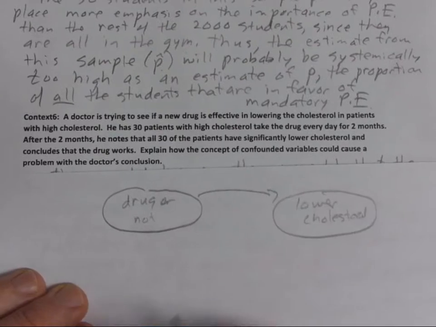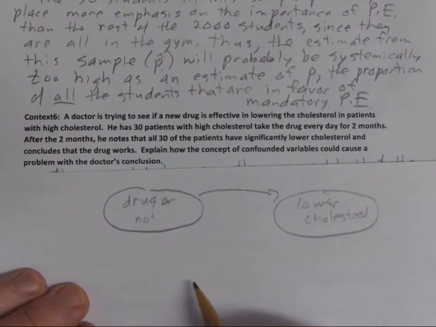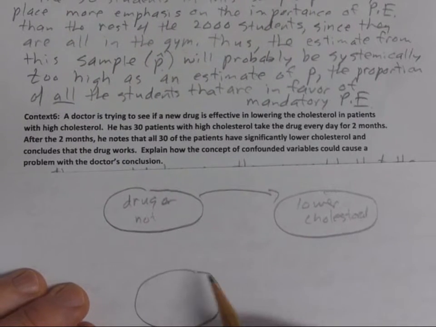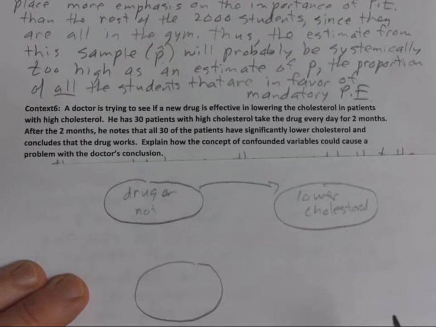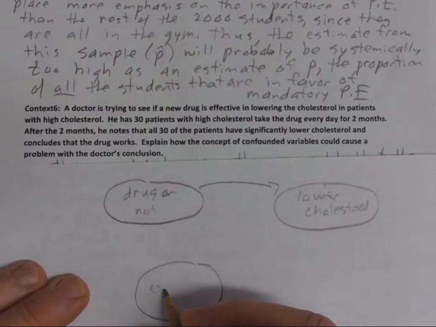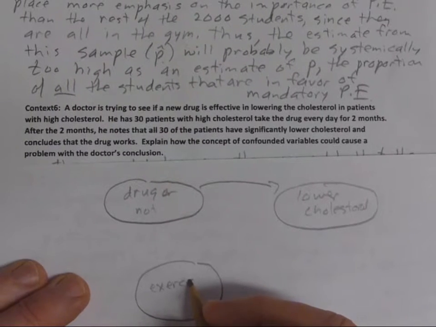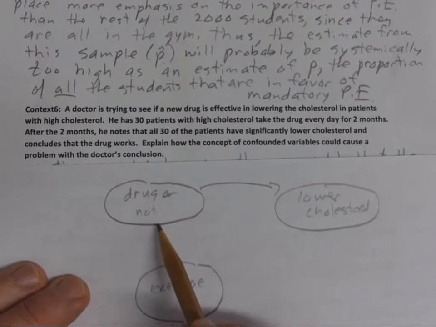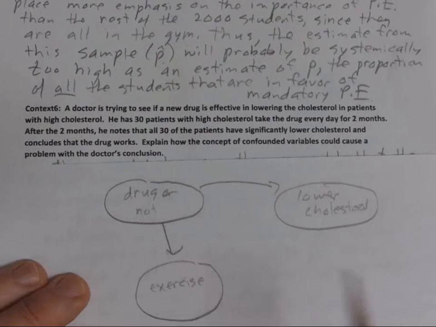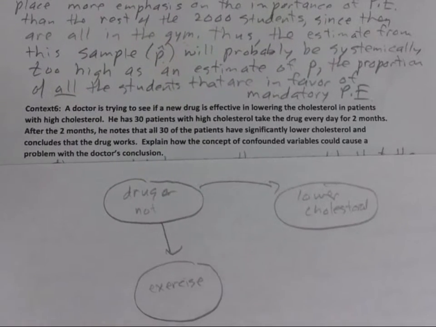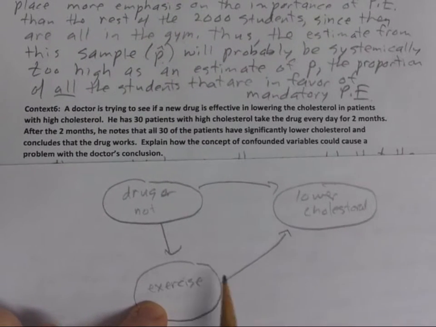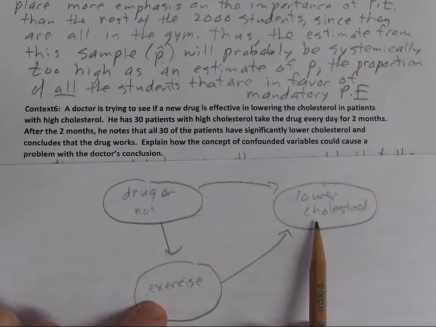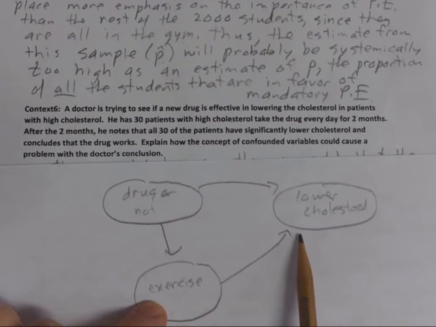But the problem in the world of stats is there could be another variable down here, another variable that's messing with the situation. For instance, maybe they started exercising more during the time that they took the drug. Maybe they wanted to impress their doctor or the nurses there or something like that. Maybe it was the exercise that actually caused the lowering in cholesterol. So though it appeared to be the drug, maybe it was the exercise.